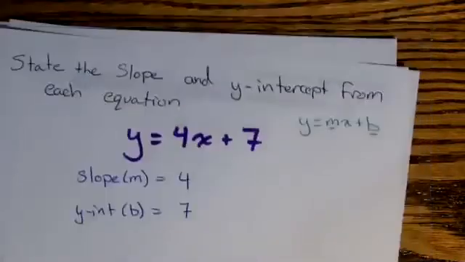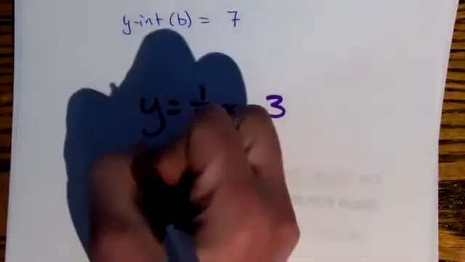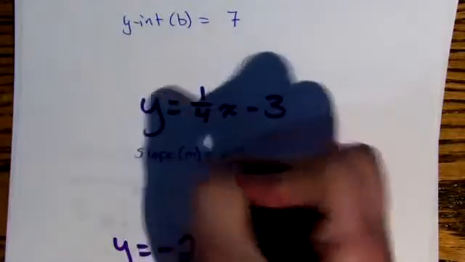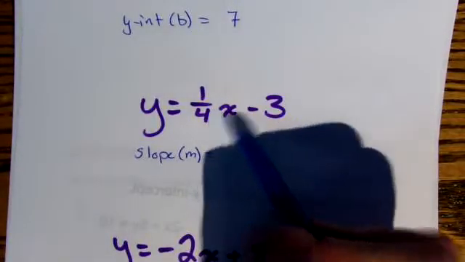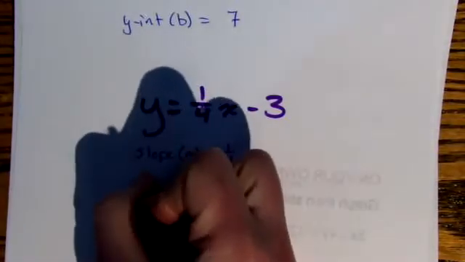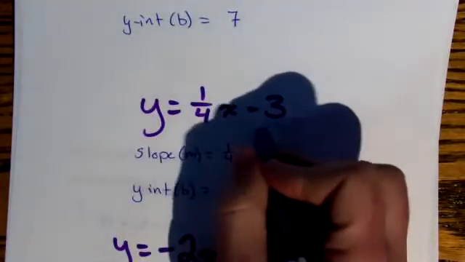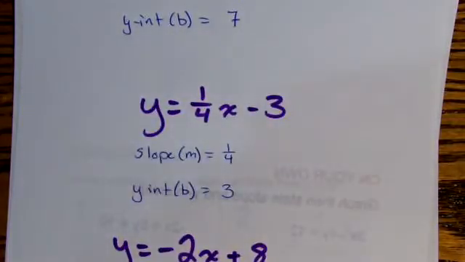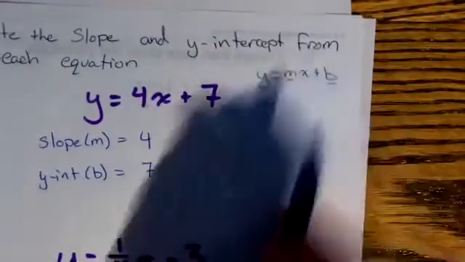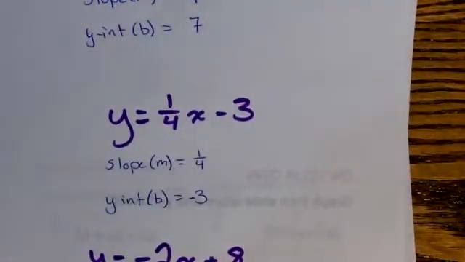Okay. Let's look at another one. y equals 1/4 x minus 3. Our slope, which again is m, what would it be here? Well, this is attached to the x, so our slope would be 1/4. What would be our y-intercept, our b value? We know it's 3, but is it going to be positive or negative? Remember, normally it would be plus, but because this is a minus, our y-intercept would be -3.